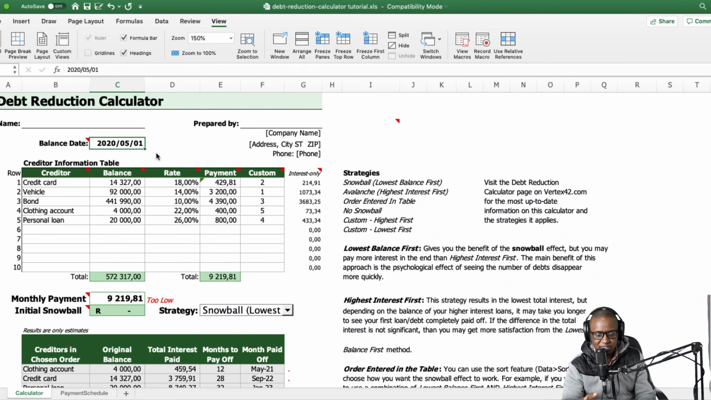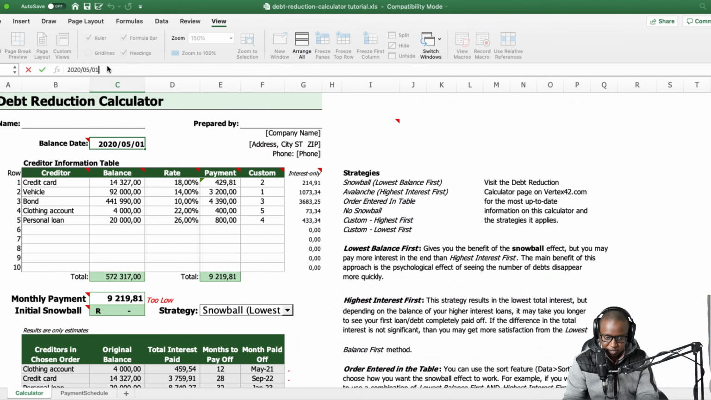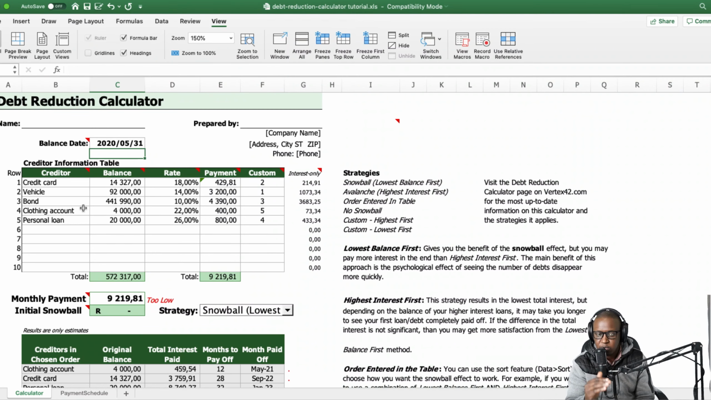So after this session, I want you to go and take all your monthly statements, all your debts. Get the statements from all your debts, and then on the date here, just put in 2020-05-01. If you have balances for the end of May, we put in for the end of May, last month. Then please list all your debts as follows.